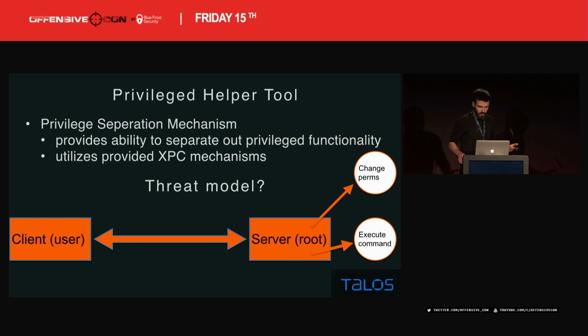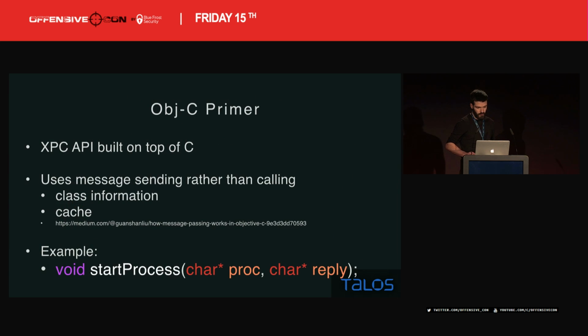And so I have a server that has the ability to change permissions of files, and it has the ability to execute commands. And I have a client that's supposed to connect to this. What happens if I am an arbitrary client and I don't follow the correct protocols, and I just try to call arbitrarily into the server?